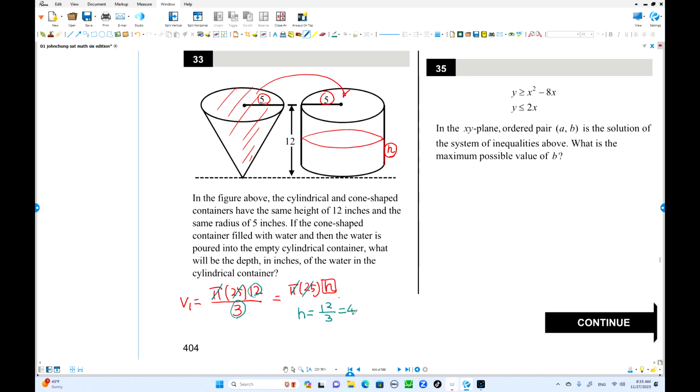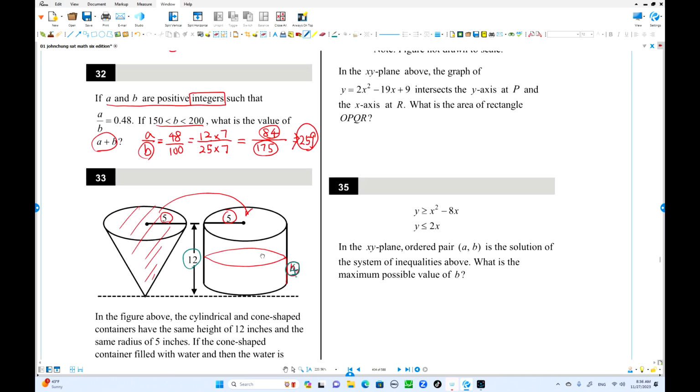Which is 4, isn't it? Okay, this is only 4. You know that, right? The volume of a cylinder is always about 3 times the volume of a cone. If this 12 has the same volume, you can divide it by 3, okay? Then you don't need any work. 12 divided by 3 is 4.